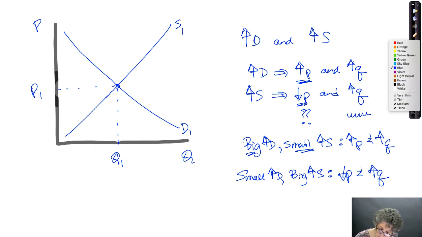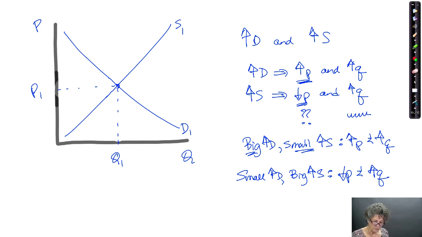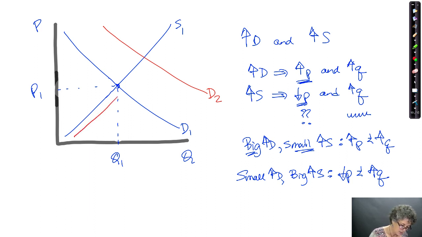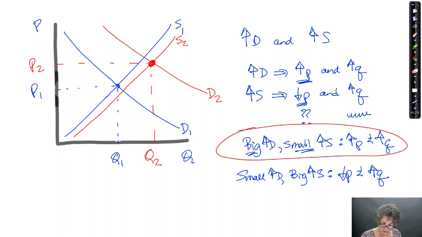So let me draw at least one of these for you. So let me draw a big increase in demand, D2, and a small increase in supply. Remember, increases mean the quantities are increasing at every price. So the new equilibrium is going to be at the intersection of demand 2 and supply 2. And you can see, dashing it over, the price has increased and the quantity has increased. So this is what I've done. A big increase in demand and a small increase in supply gave me an increase in both the price and the quantity. Let me show you the contrast.